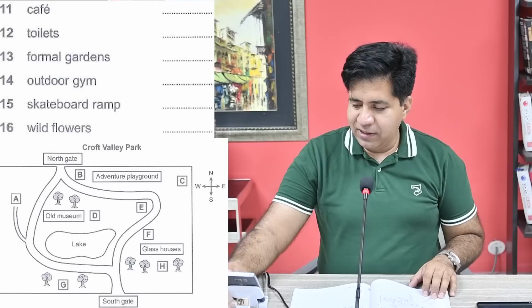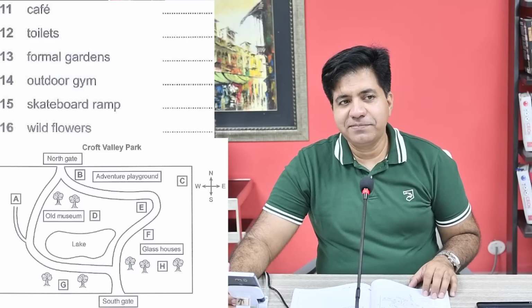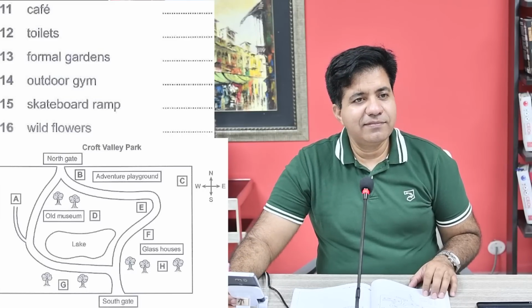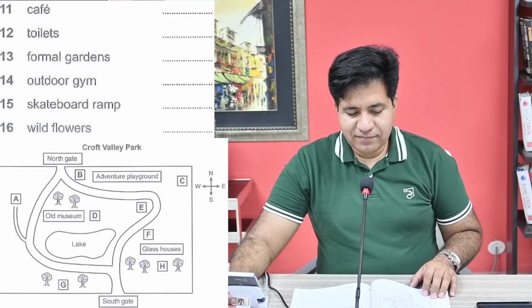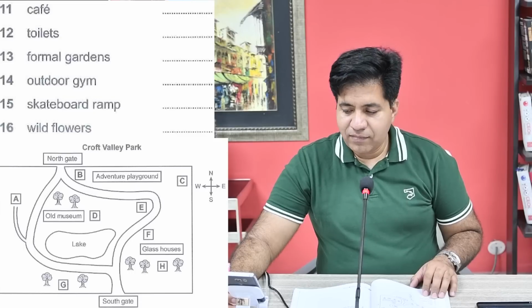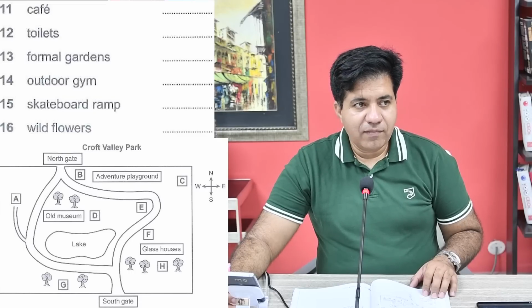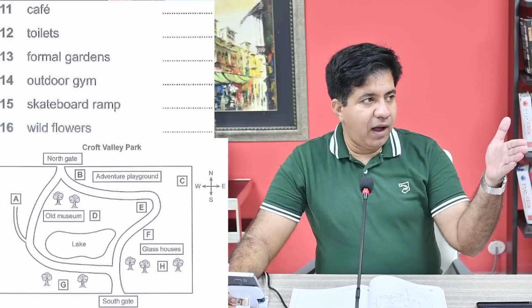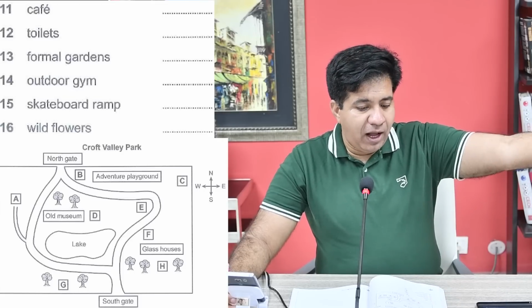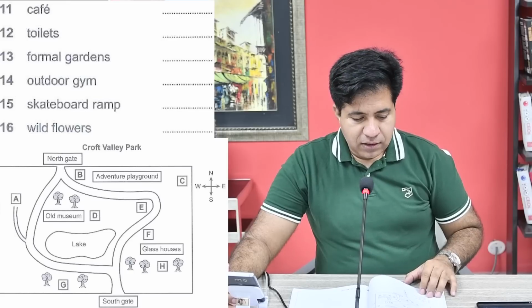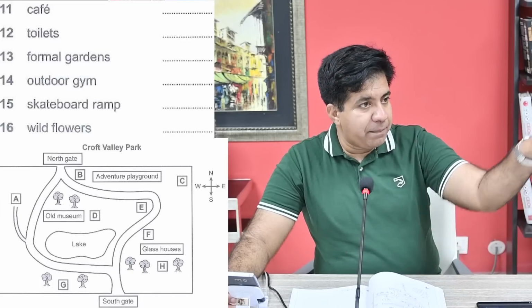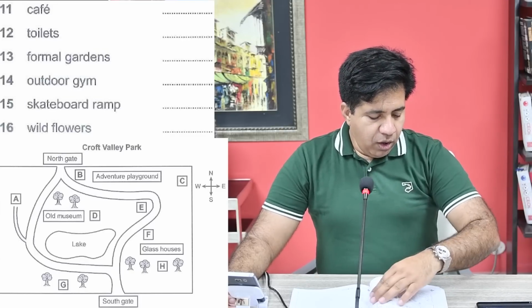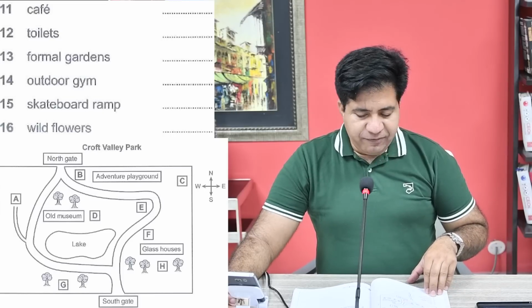I play this one again. One very successful introduction has been our skateboard ramp. It's in constant use during the evenings and holidays. It's near the old museum, at the end of a little path that leads off from the main path, between the lake and the museum. So lake and museum, little path that leads off. Okay, next we've got wild flowers.